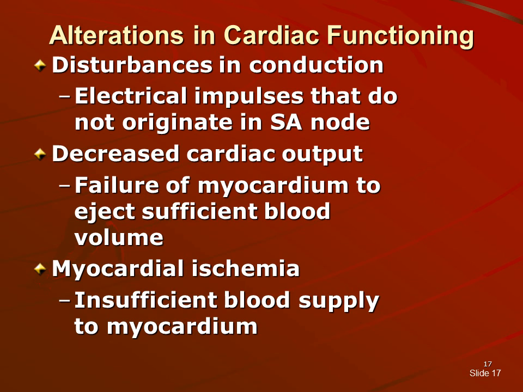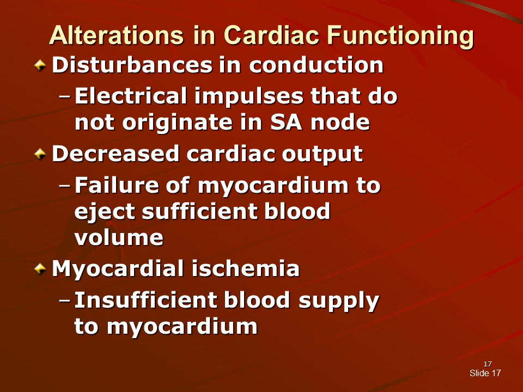We're now going to talk about alterations in cardiac functioning. So we can have some disturbances in the conduction or the electrical activity of the heart. Sometimes those electrical impulses do not originate in the SA node, and that can cause problems. We will get into a few of those, and an example would be a dysrhythmia. But also decreased cardiac output.